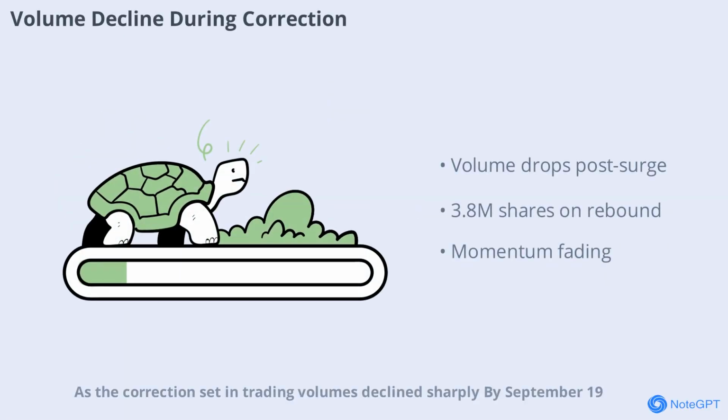As the correction set in, trading volumes declined sharply. By September 19, the rebound saw only 3.8 million shares traded, a fraction of the August peaks. This drop in volume suggests fading momentum and reduced speculative interest. For a true trend reversal, a significant increase in volume is usually needed. The current moderate volume indicates that while some traders are returning, the enthusiasm of August has not yet returned.